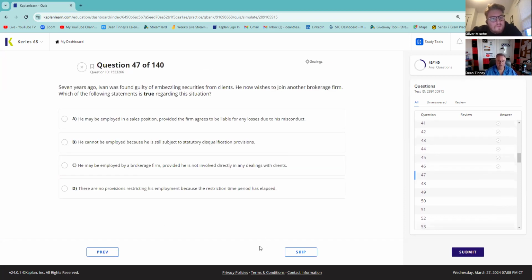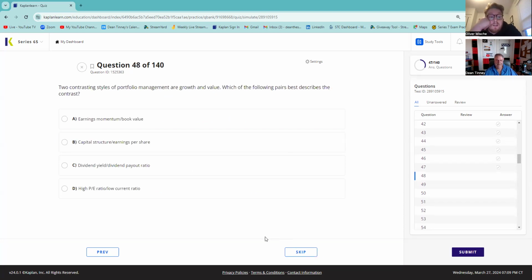Seven years ago, Ivan was found guilty of embezzling securities from clients. He now wishes to join another brokerage firm. Which of the following statements is true regarding the situation? And I think he's going to have a little bit of a problem. It would be B. He cannot be employed because he's still subject to statutory disqualification. You are correct. A misdemeanor involving monies and securities is a problem. You couldn't be employed as like an administrator or something, could you? I mean, they would frown on that because they're going to say, why are you still doing business with this guy? But yeah.